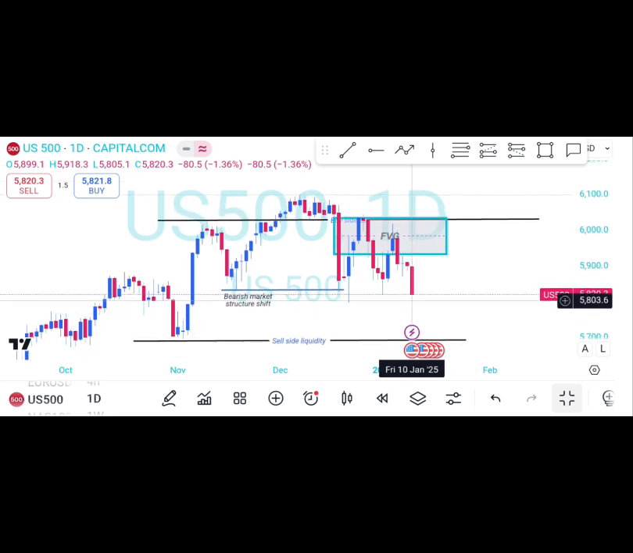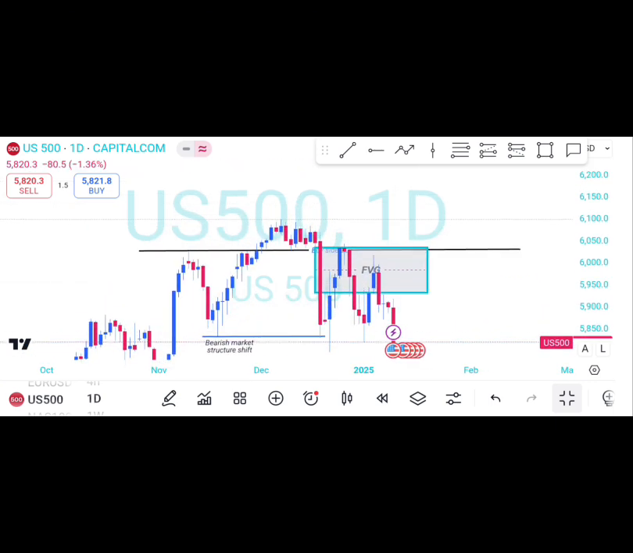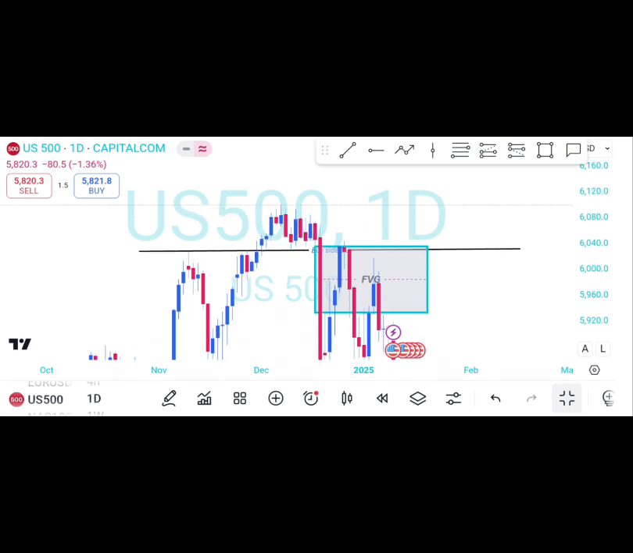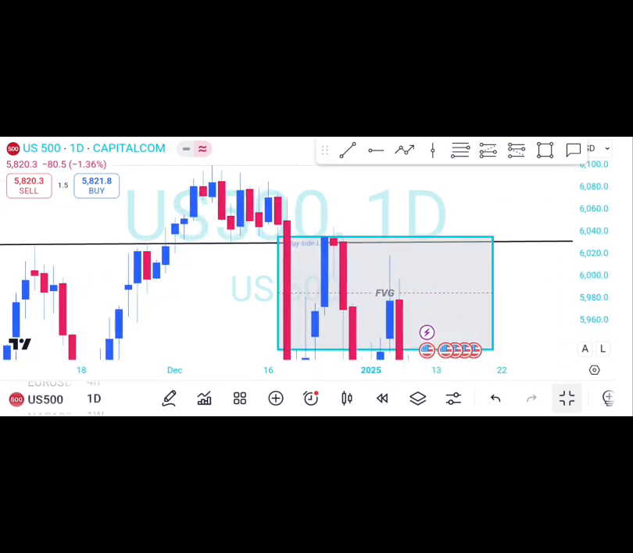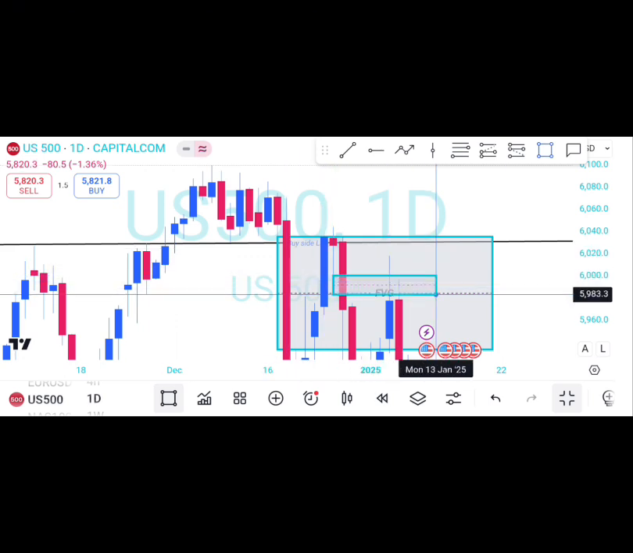To those who don't understand the fair value gap, guys, a fair value gap stands for an imbalance in the market. Price usually fills those imbalances before it continues with its direction.